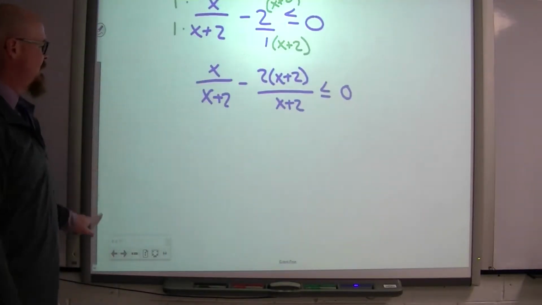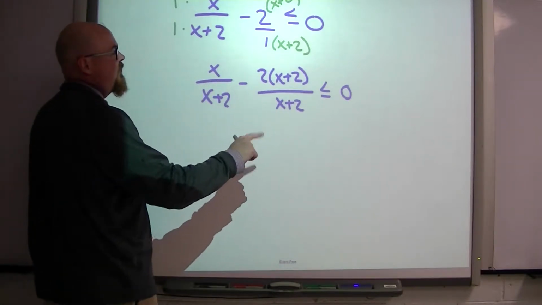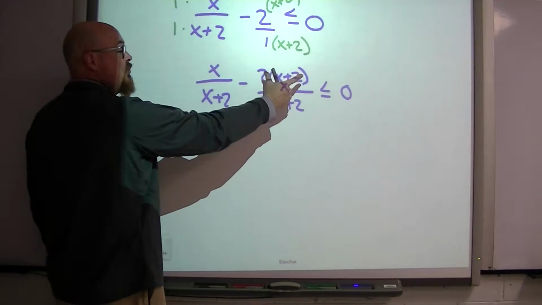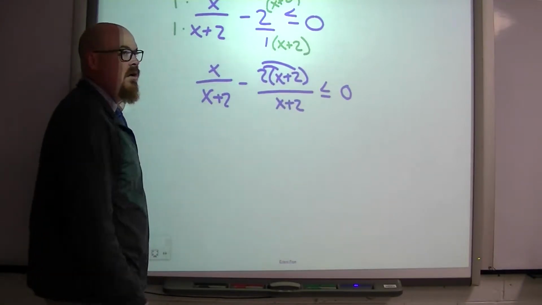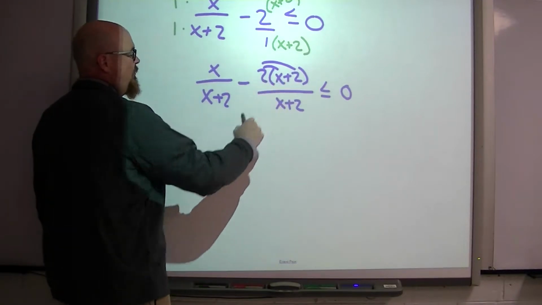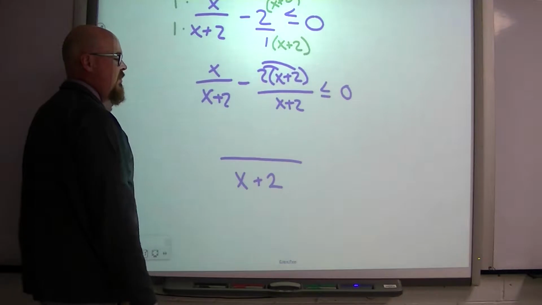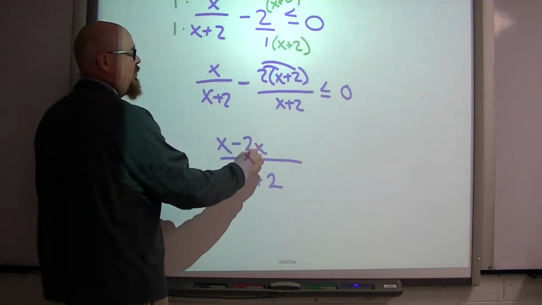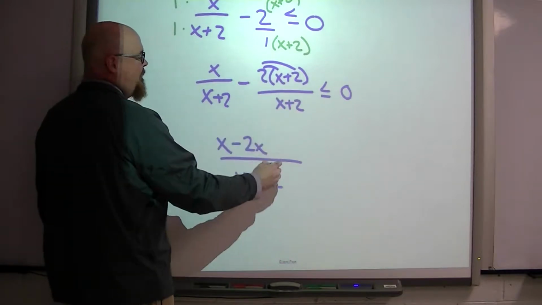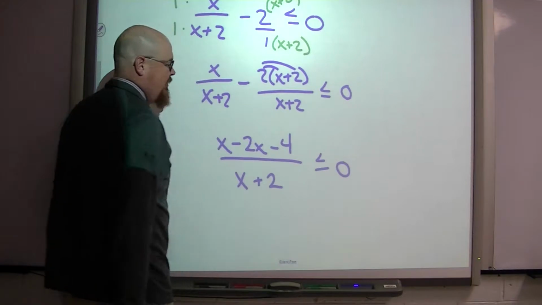Okay? So we're here. Now I'm going to combine these into one fraction. Now be careful, because when we do this, we're subtracting this numerator. I can distribute this 2 into here, but I am subtracting both of those terms. So when I go to write this as one fraction over x plus 2, I've got x, it's going to be minus 2x minus the 4 that I get here. And that's less than or equal to 0.